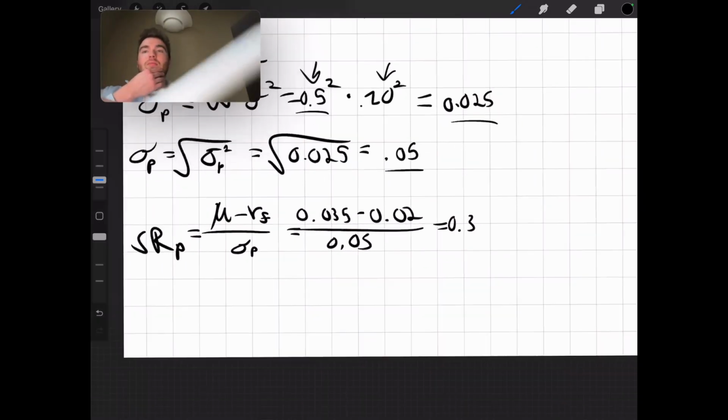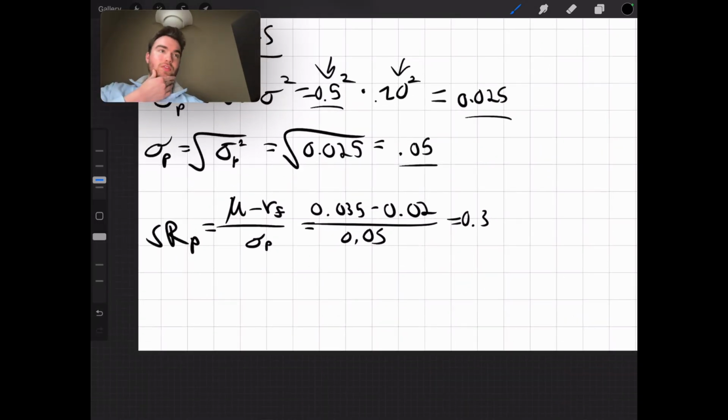This is the Sharpe ratio. Or I think it's the Sharpe ratio, at least. Yeah, it's the Sharpe ratio. Kind of like a dead giveaway because it says SR. All right.